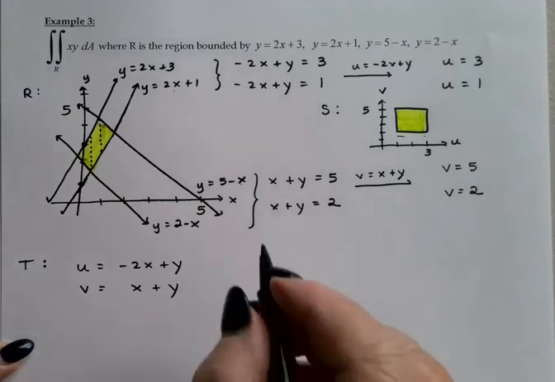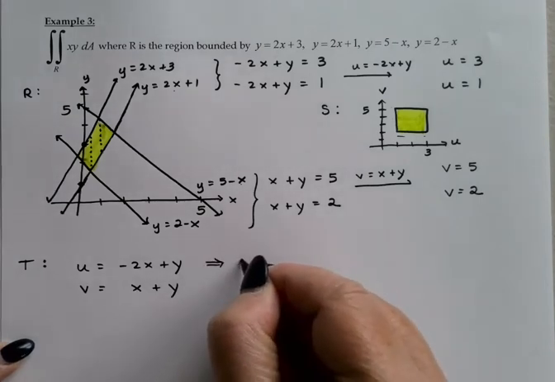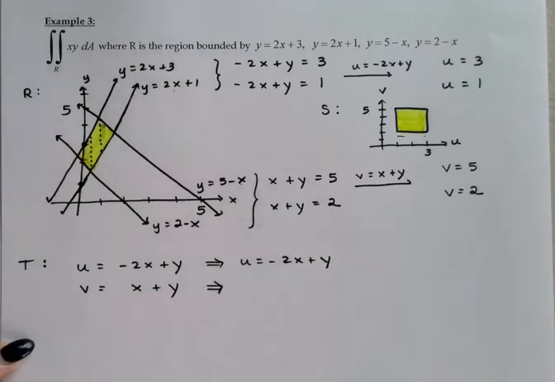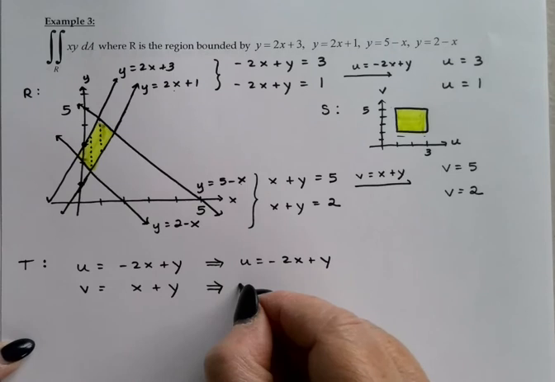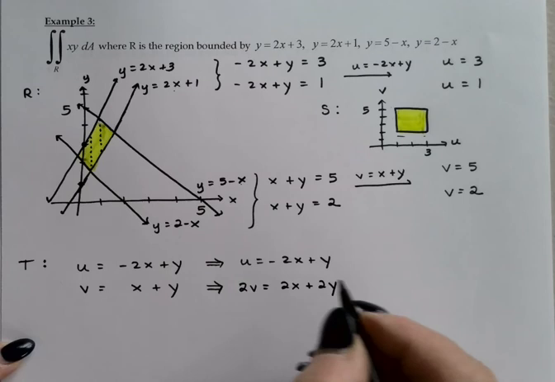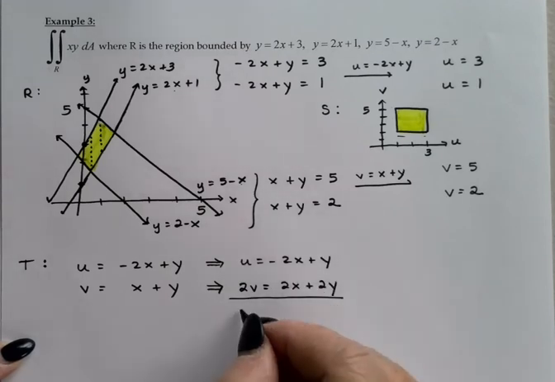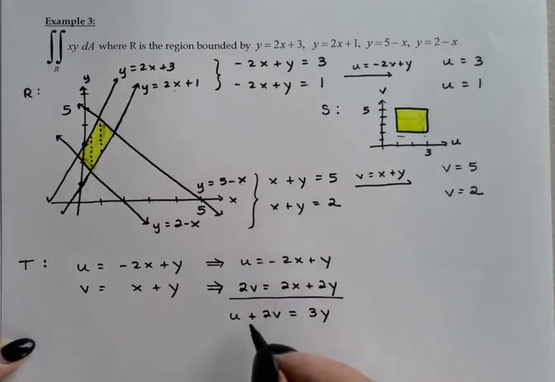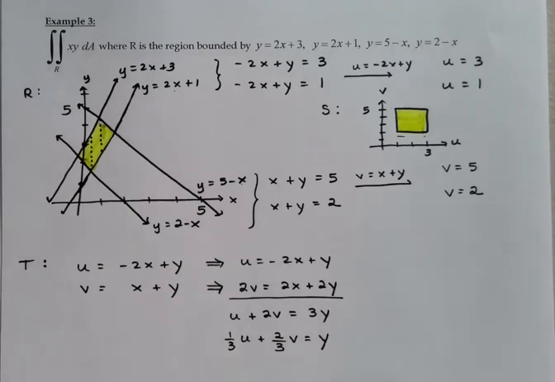I'm actually going to keep the u the way it is, and I'm going to multiply the v by 2. So 2v equals 2x plus 2y. That eliminates the x's. So I have u plus 2v equals 3y. And dividing by 3, I have 1/3 u plus 2/3 v equals y. So there's my y equation.